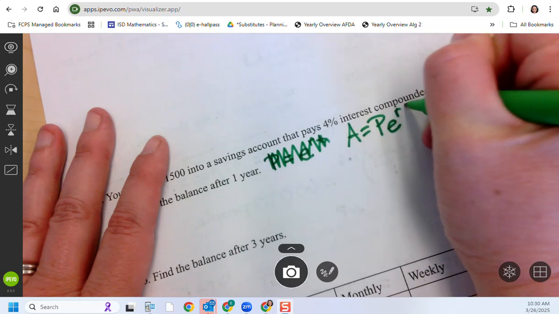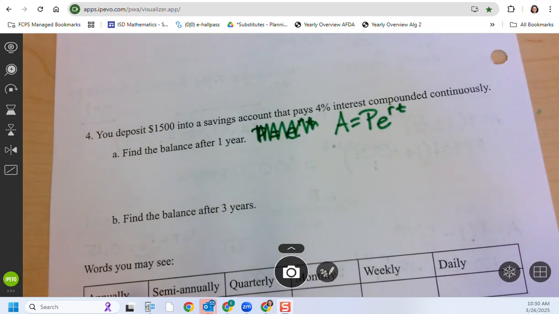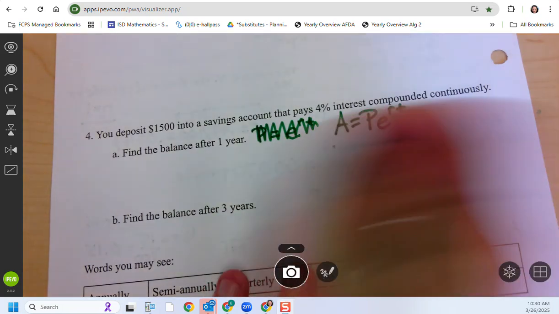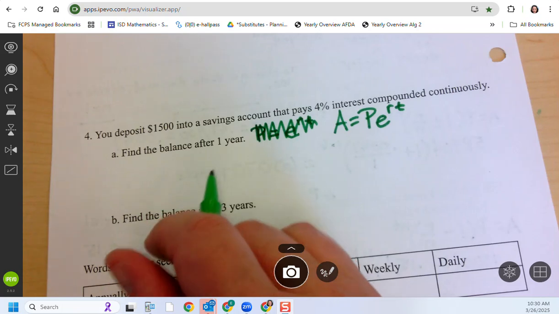Okay, this is our right formula. We still need to identify things, though, right? What is our P? What number? Good. This is our P. Now the E is a constant. It's on your calculator. The R is the rate. So let's calculate the rate by dividing 4 by 100.